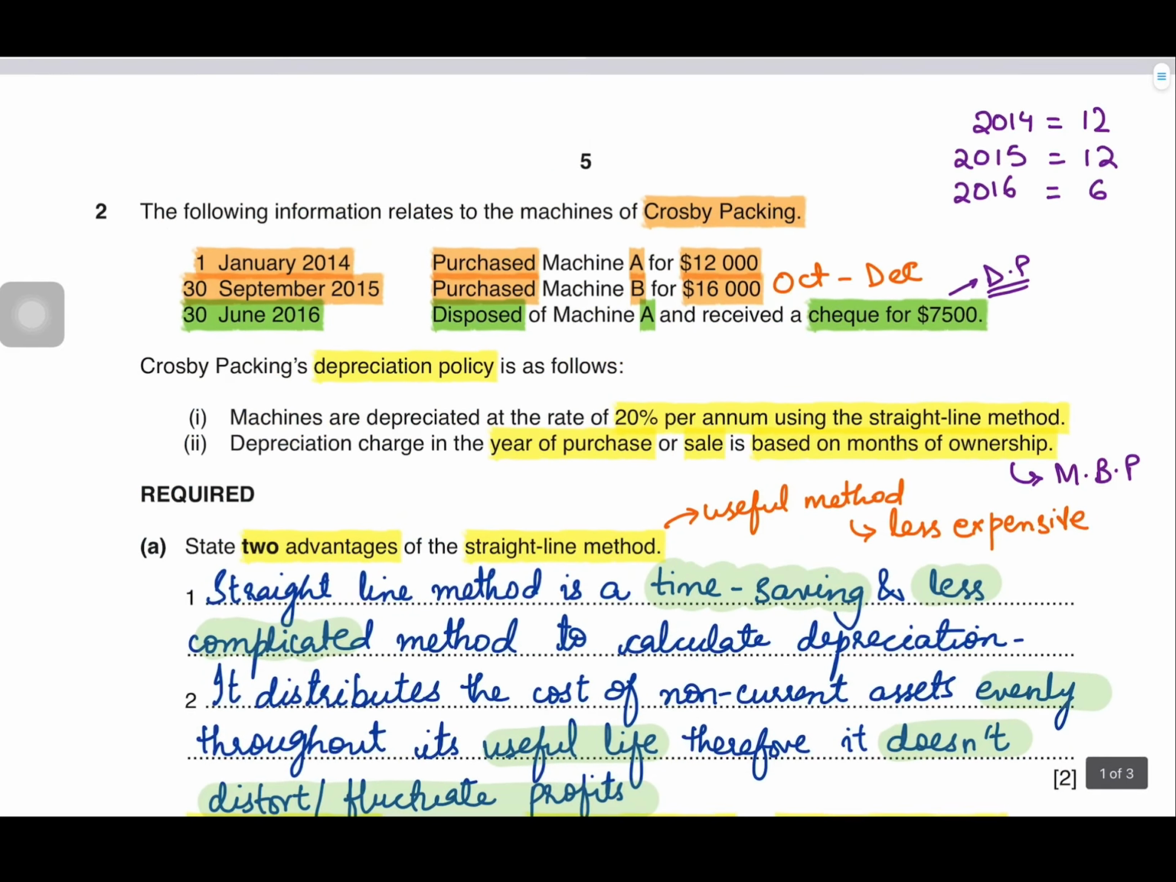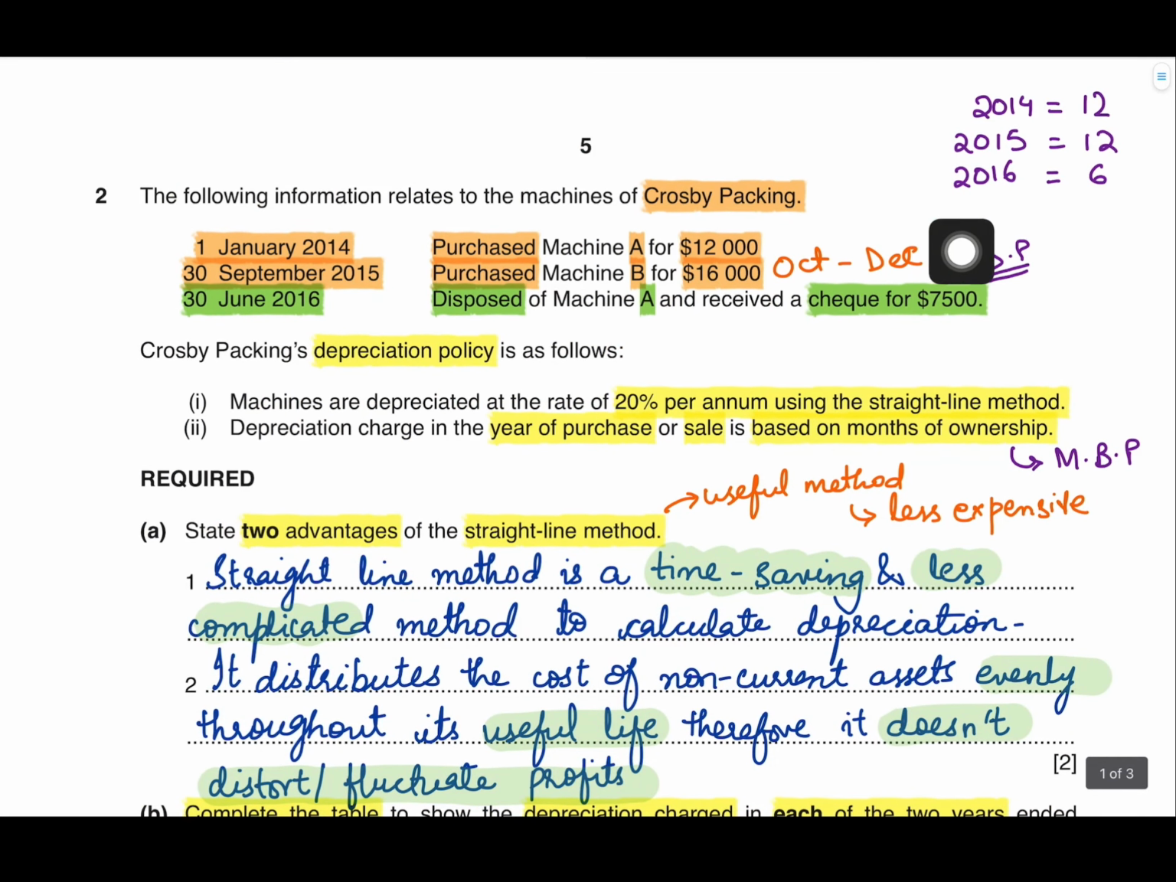We concluded in the beginning of this question that on machinery A, since it is being disposed of, for how many years or for how many months did this machinery remain in the business? It remained for full 12 months in 2014, for full 12 months in 2015 as well, but just for 6 months in 2016, right?